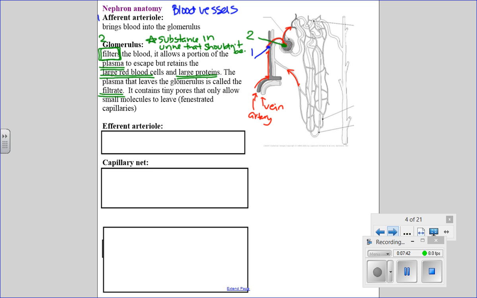Now the idea with the glomerulus, in terms of its appearance, the glomerulus has tiny pores. It kind of looks like that. If you were to look at it up close, crisscrossy. So it has these tiny little pores that only allow small molecules to leave your blood and go into the filtrate. The technical word for that is a fenestrated capillary. You don't have to call it that. That's just what it's called when it's set up like this.